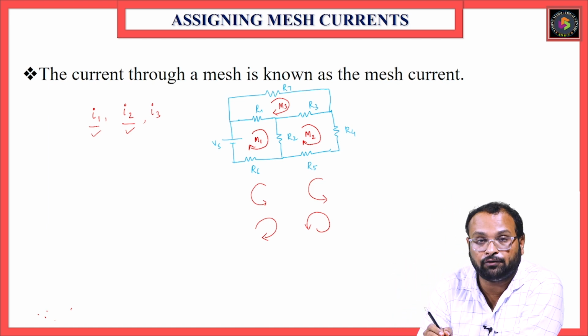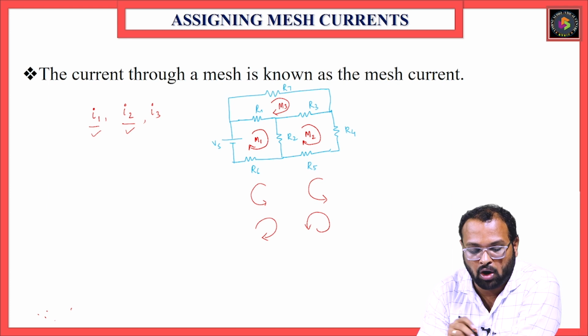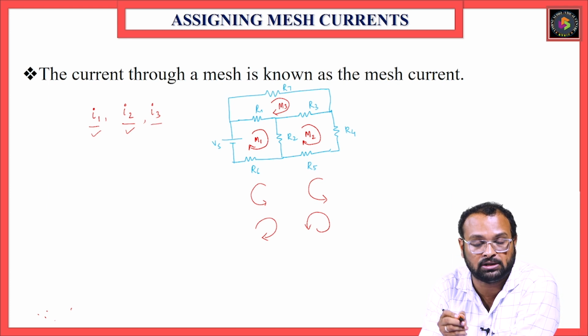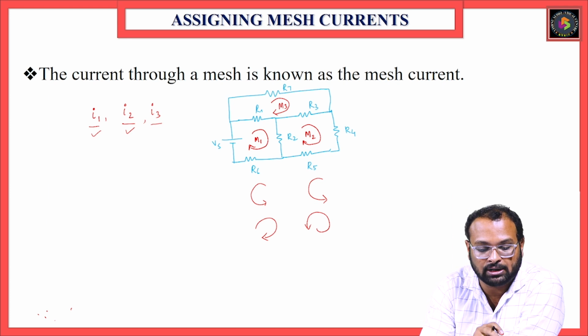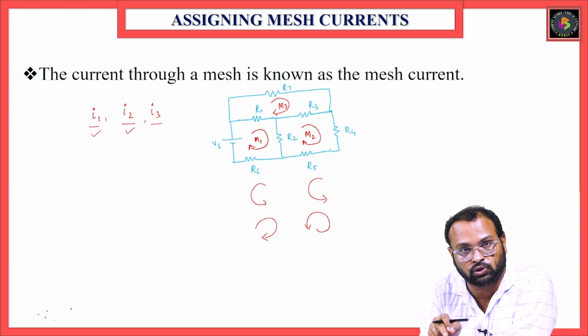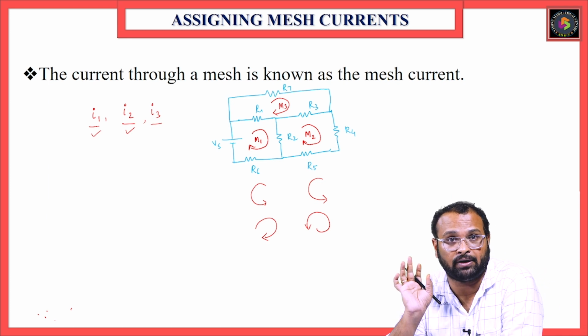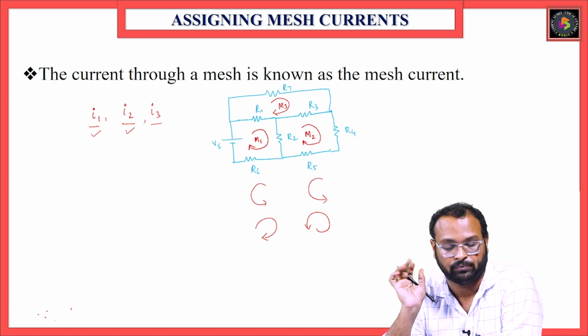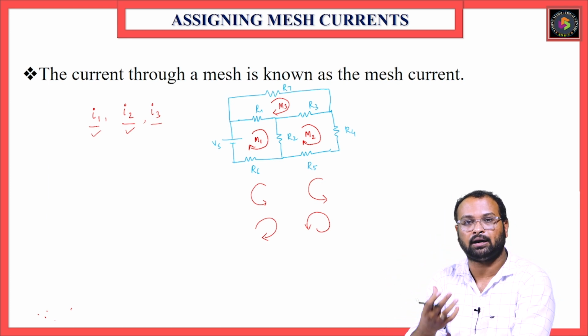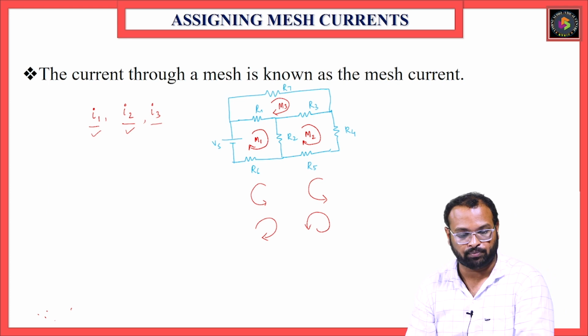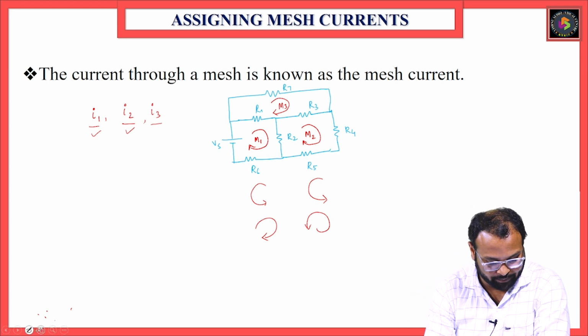If you observe clearly, however many meshes there are, that many mesh currents there are, that means that many variables we are considering. This is our assumption that this much current is flowing through these meshes in this direction. Maybe the original direction is different, but we are considering it. While solving the problems, we will understand how we get the answer. So we'll go to the next step.